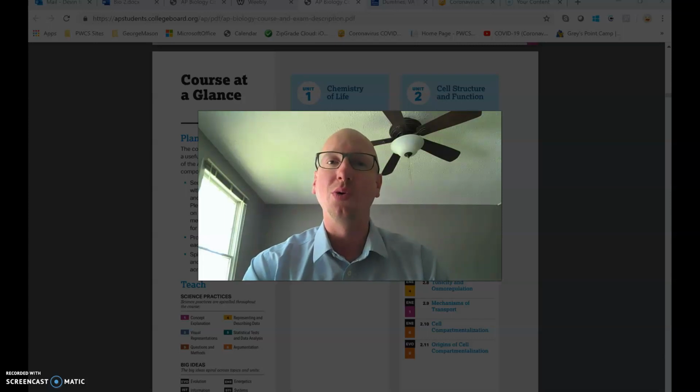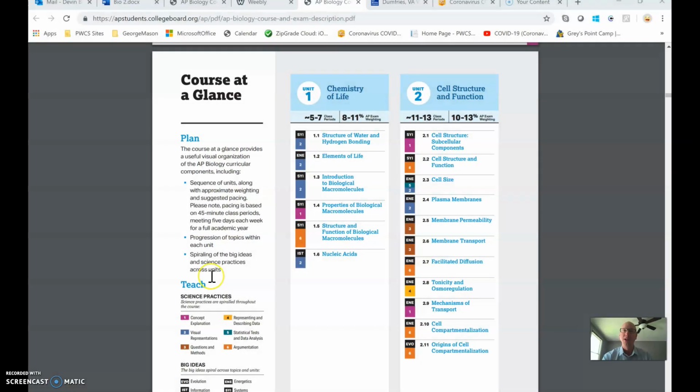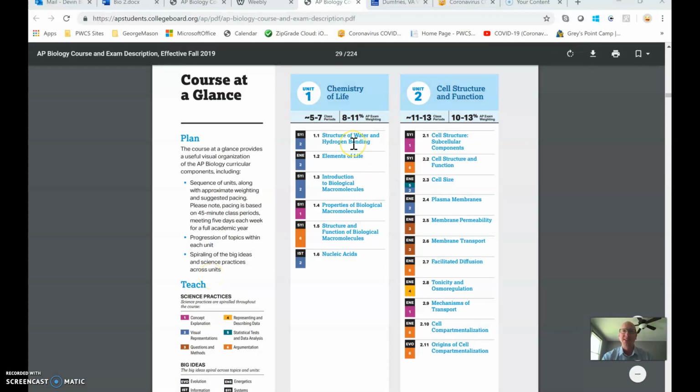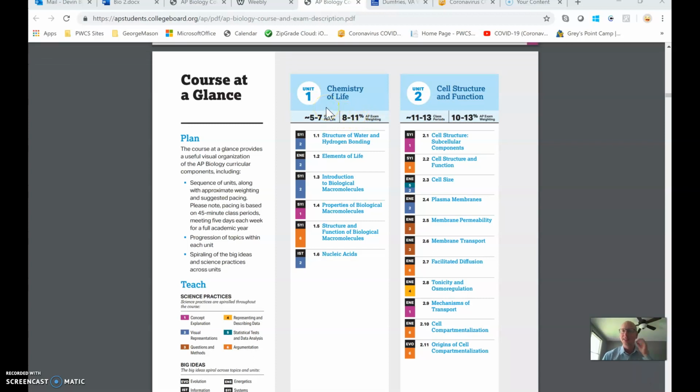First, we're just going to take a look at the course at a glance to see what you actually need to know. As you can see, it's only about 8 to 11% of the weighted part of the exam, so not a huge portion. You need to know about how water is structured and hydrogen bonding. You can see here the elements of life, intro to macromolecules, what are their properties, their structure, and you need to know something about DNA and RNA, which you should be pretty familiar with at this point. So let's go ahead and dive into it. I might be jumping around a little bit, but we'll see here. See what you remember.